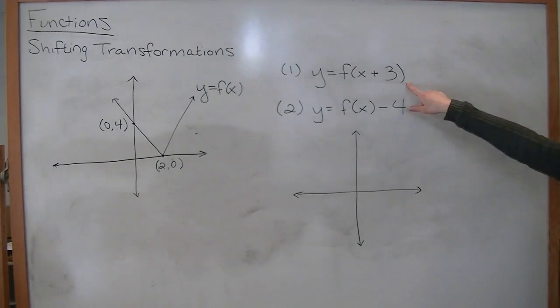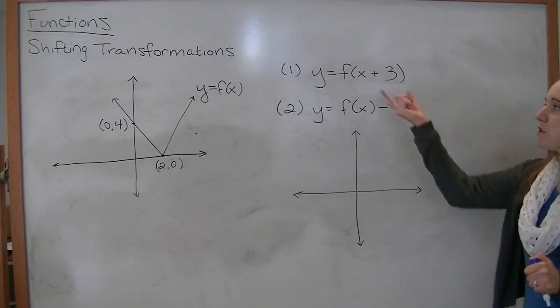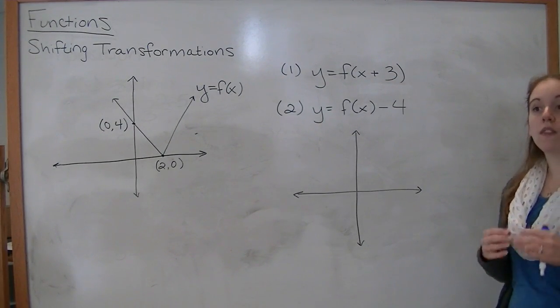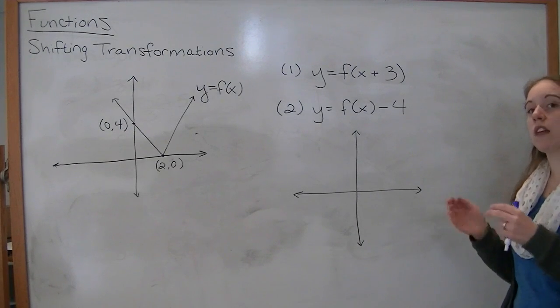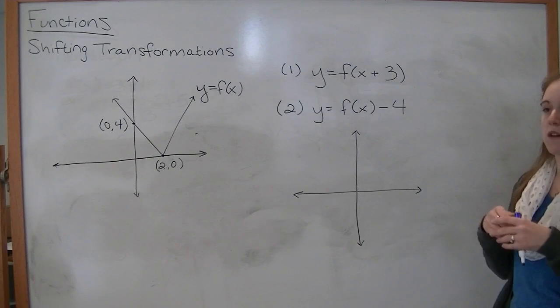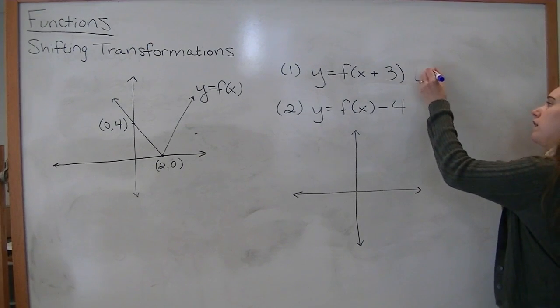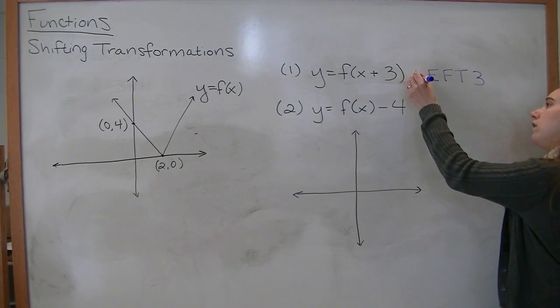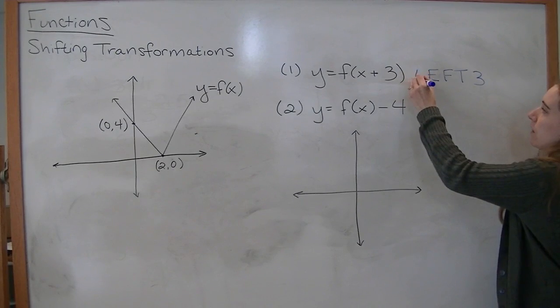So let's look at this one first. Let's look at f of x plus 3. So again, we're shifting the input in this case. So this is the one that's counterintuitive. It's not going to move to the right 3 like we kind of think intuitively it would. It's going to move to the left by 3. So there we go. We know that this one is going to move to the left by 3.